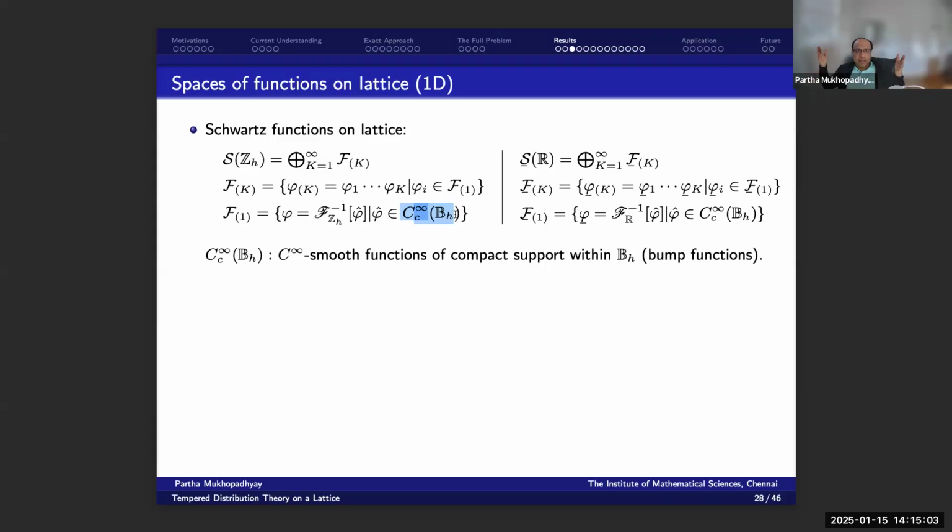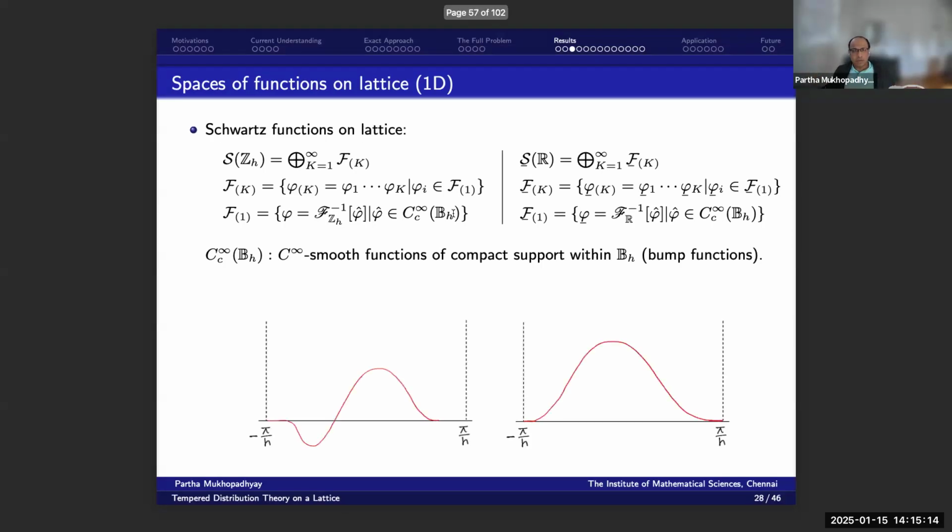WBH is piecewise bounded functions on the Brillouin zone. C infinity BH is C infinity smooth, but with compact support within the first Brillouin zone. Here are some profiles like that. So the function must be C infinity smooth and also have a compact support within the Brillouin zone. It can be anywhere within the Brillouin zone. So this function, for example, is C infinity smooth everywhere in the first Brillouin zone, but it falls off to 0 here and here. So in this region and in this region, it is exactly 0.